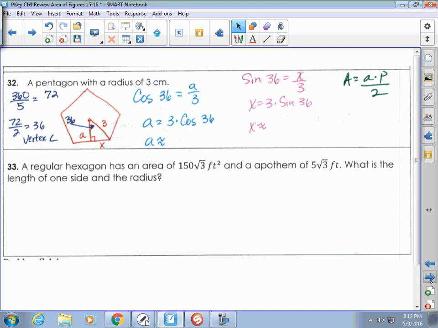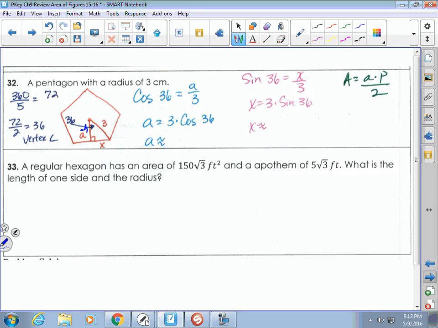Alright, another regular polygon. Here's the pentagon, which is the shape you're going to see on your test. This one I had to use trig twice because it gave you the radius. And so to get to the bottom, we are now going to have to do adjacent over hypotenuse. Okay? And because we did pentagon before, we know the vertex angle is 36, and we did that already. So adjacent over hypotenuse would be a over 3. Cosine of 36 is a over 3.